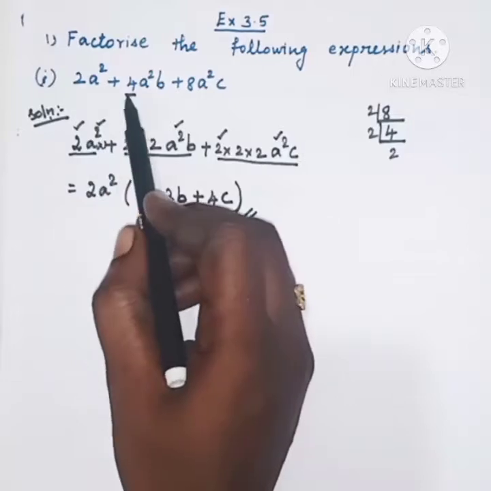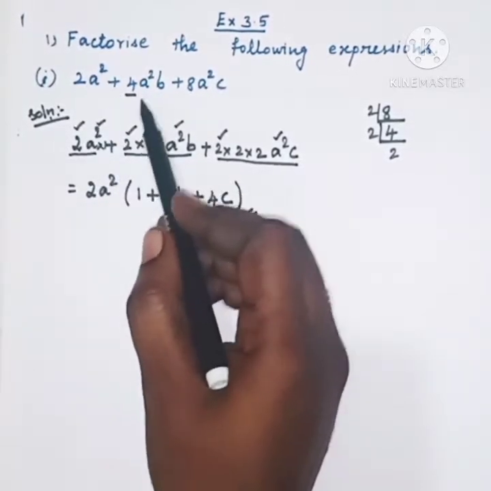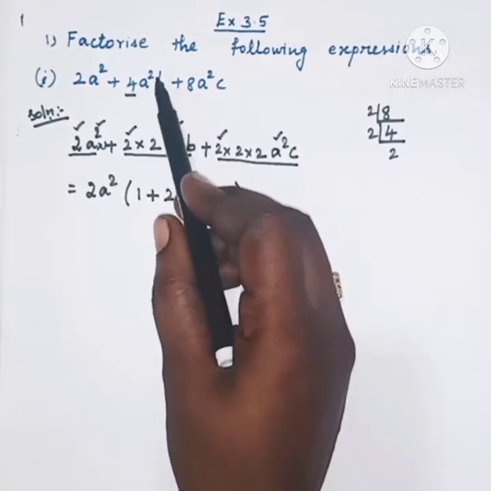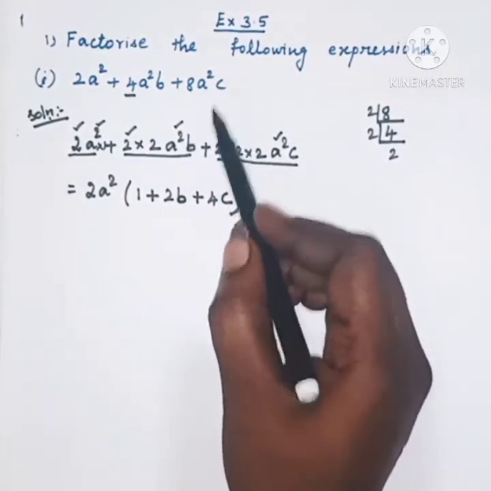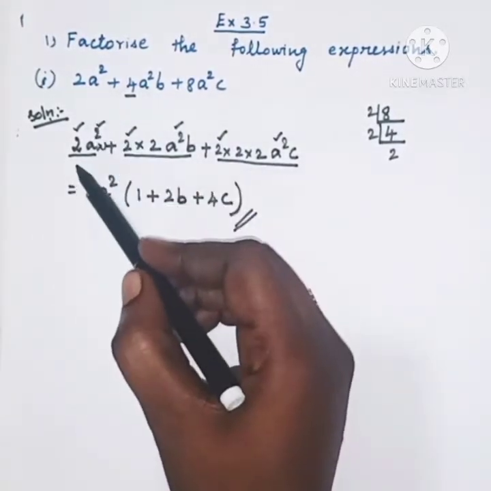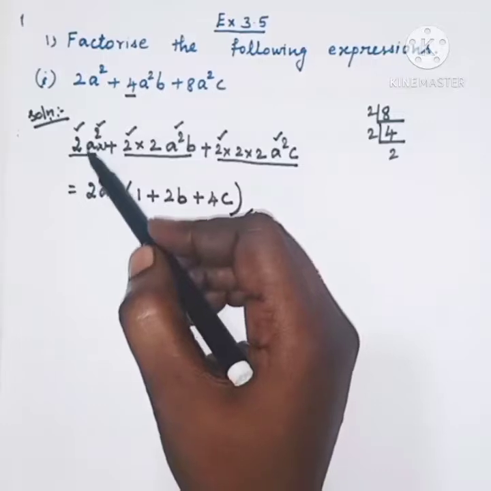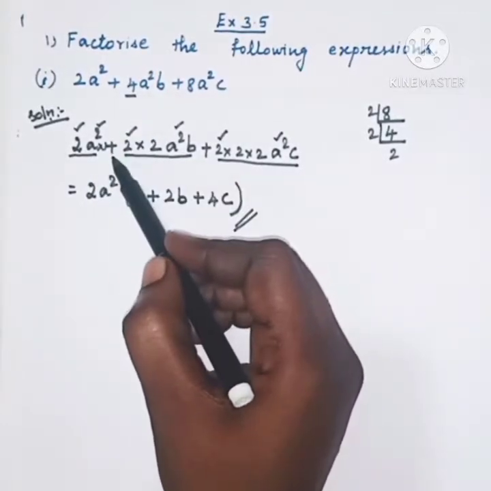We have 3 terms in this expression. The first term is 2a square, the second term is 4a square b, and the third term is 8a square c. Now write the first term as it is. So 2a square, write it as it is, and then put the plus symbol.